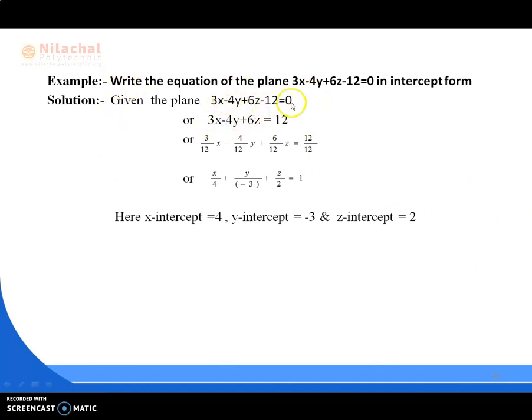We write the equation in the form of the general equation ax + by + cz = d. We divide by 12, each and every element of this equation, because we have to get 1 on the right-hand side. What do we get now? x/4, y/(-3), z/2. So the x-intercept is 4, the y-intercept is -3, and the z-intercept is 2.